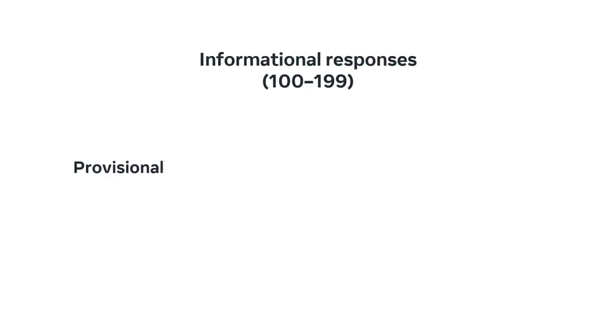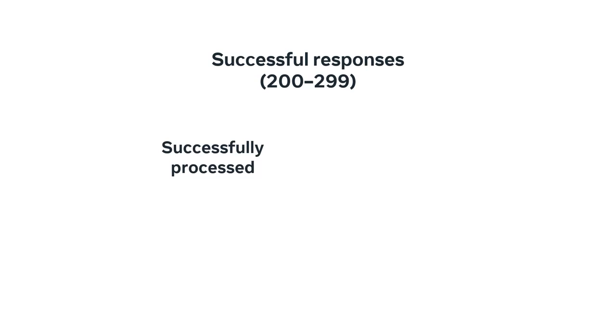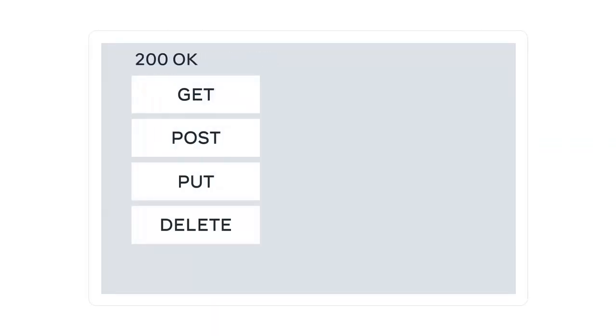Information responses are provisional responses sent by the server. These responses are interim, before the actual response. The most common information response is 100 continue, which indicates that the web client should continue the request or ignore the response if the request is already finished. Successful responses indicate that the request was successfully processed by the web server, with the most common success response being 200 OK. You're receiving these responses every day when you receive content successfully from a website. The meaning of OK depends on the HTTP method.